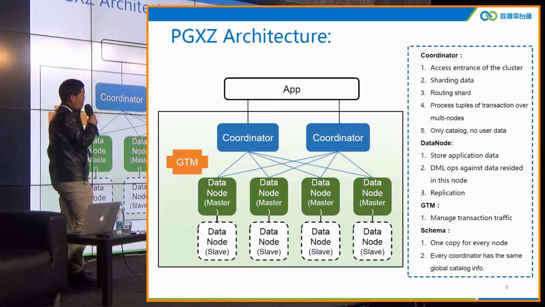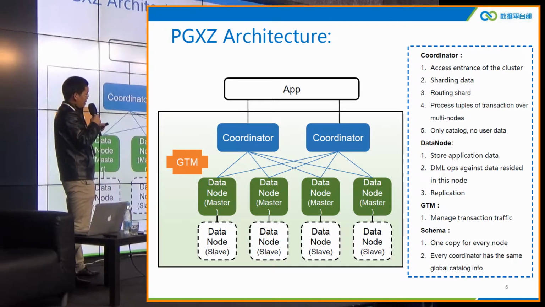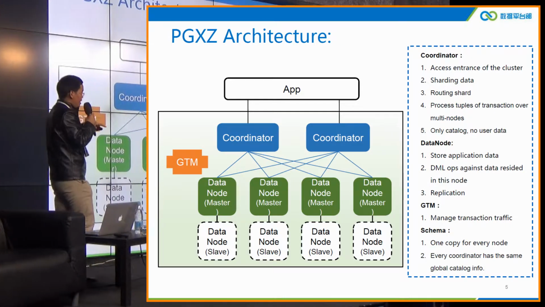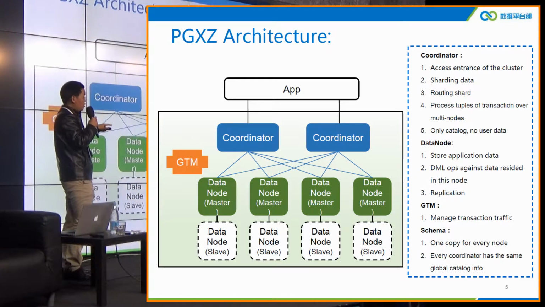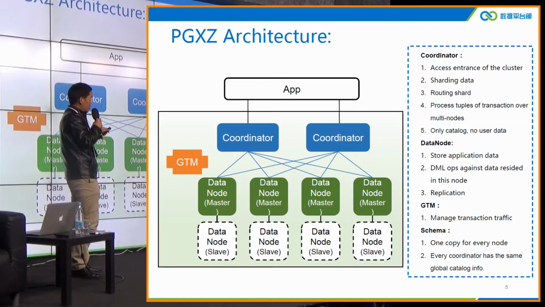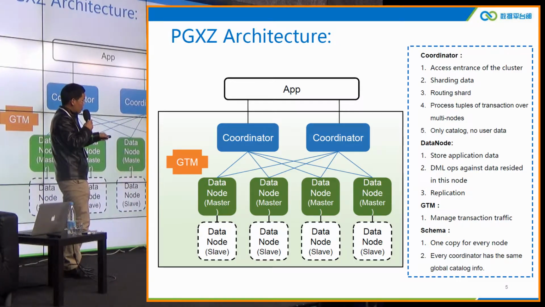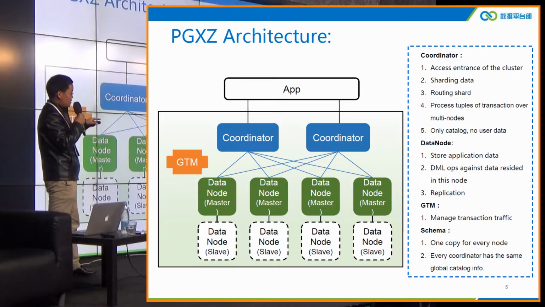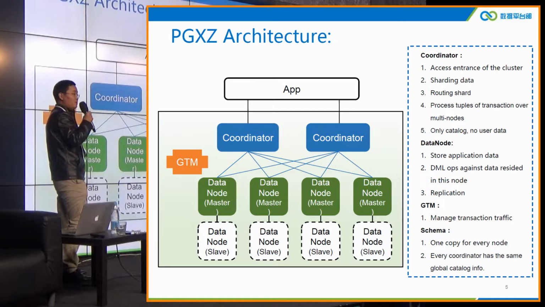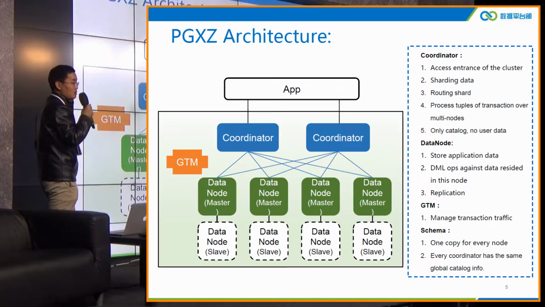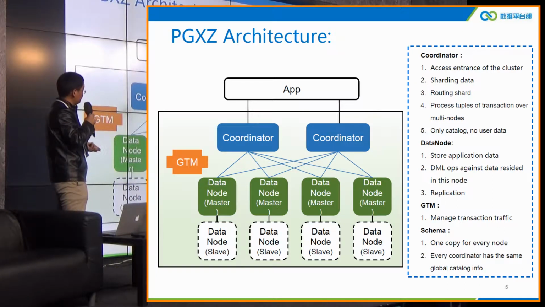Finally, it's about the catalog. We have one copy for every node. It means every node has a copy of the schema, and only coordinators have global catalog information, and on every coordinator the catalog is the same. They have identical catalogs.